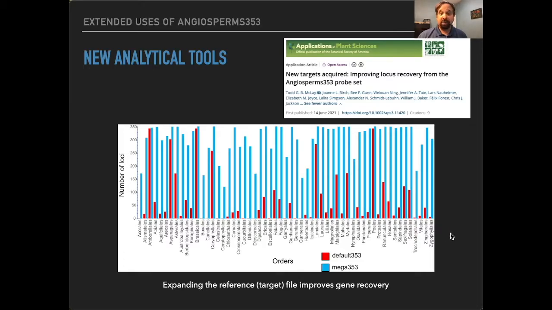McLay et al. developed some new tools to help with the sequence recovery of Angiosperms353 genes from target capture data. One of their tools, an expanded reference target file called Mega353, was able to recover substantially more loci than the default file, which they downloaded from my GitHub site. I was not upset by this at all. In fact, we used Mega353 in our own paper and found that it doubled the number of recovered loci for many samples.